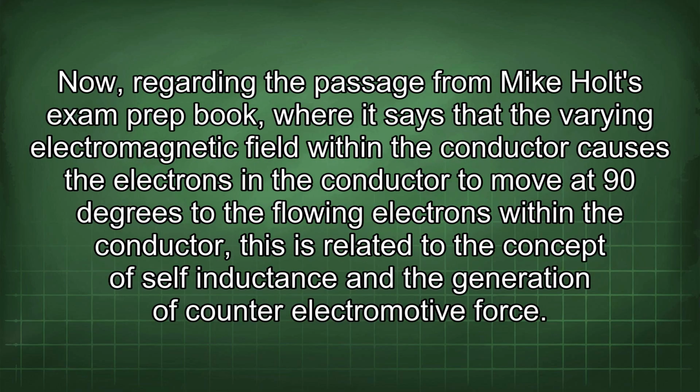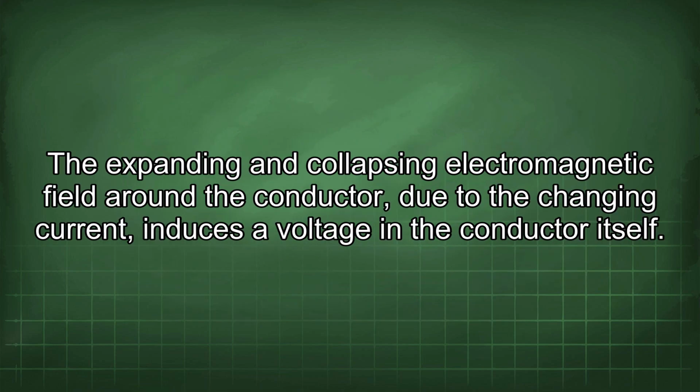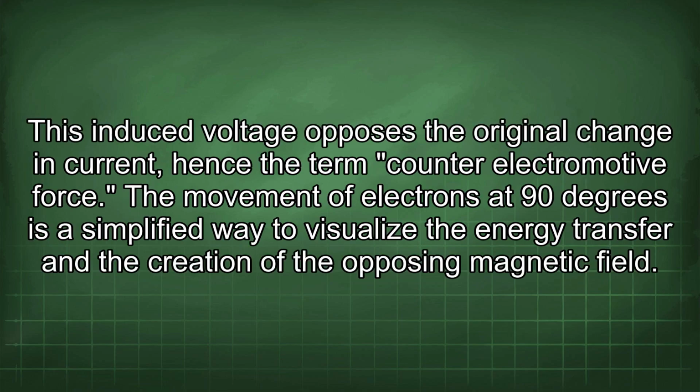Now, regarding the passage from Mike Holt's exam prep book, where it says that the varying electromagnetic field within the conductor causes the electrons in the conductor to move at 90 degrees to the flowing electrons within the conductor, this is related to the concept of self-inductance and the generation of counter-electromotive force. The expanding and collapsing electromagnetic field around the conductor, due to the change in current, induces a voltage in the conductor itself. This induced voltage opposes the original change in current, hence the term counter-electromotive force.